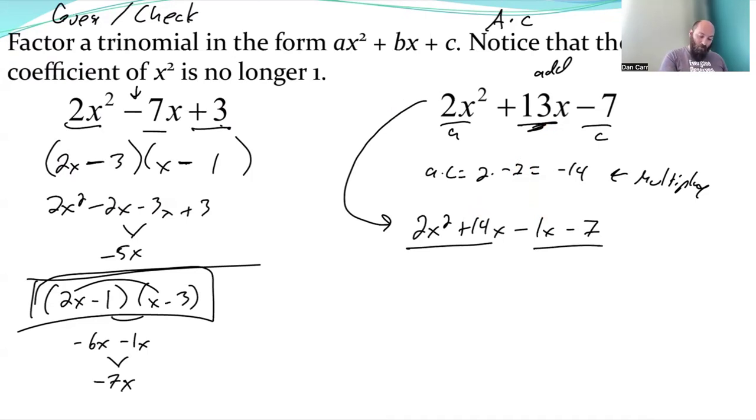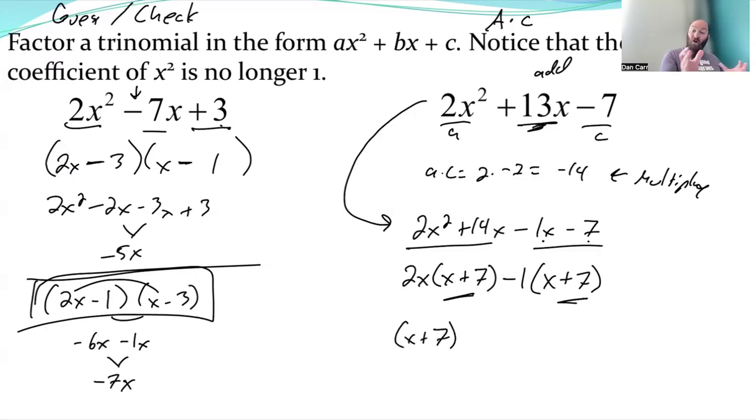2x squared and 14x have 2x as their greatest common factor, meaning I'm going to have x plus 7 left over. Negative 1x and negative 7, I like having this as a positive 1x here, so I'll take a negative 1 out of both of these, meaning it turns into x plus 7. Notice how these two are the same. So I'm going to factor again, basically. So x plus 7 can come to the front. 2x minus 1 is going to be left over inside.